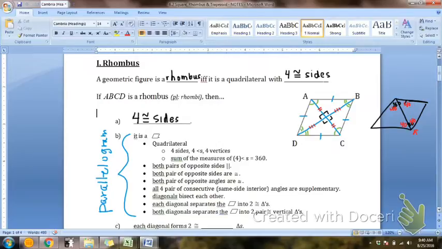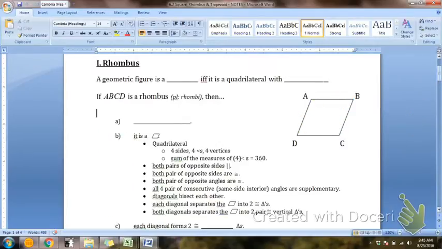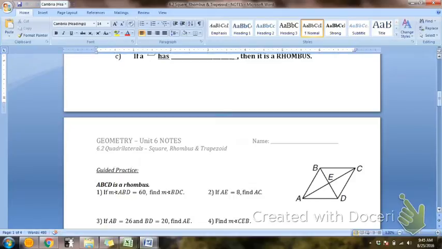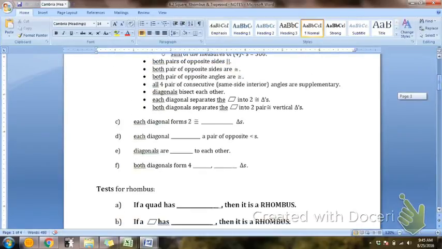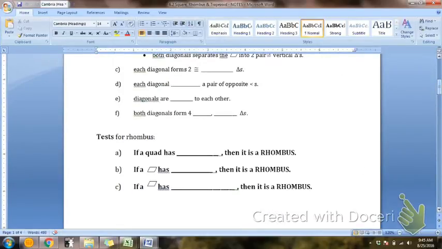Okay, so let's fill in our blanks here. It says each diagonal forms 2 congruent isosceles triangles. We said that each diagonal bisects a pair of opposite angles.